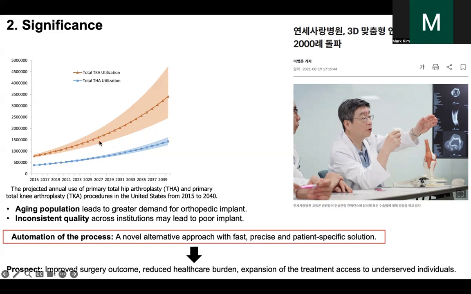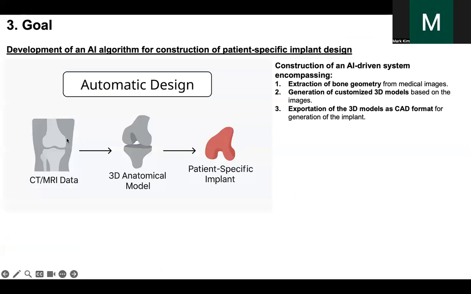And this will draw out the prospects with improved surgery outcome, reduced healthcare burden, and expansion of the treatment access to underserved individuals.